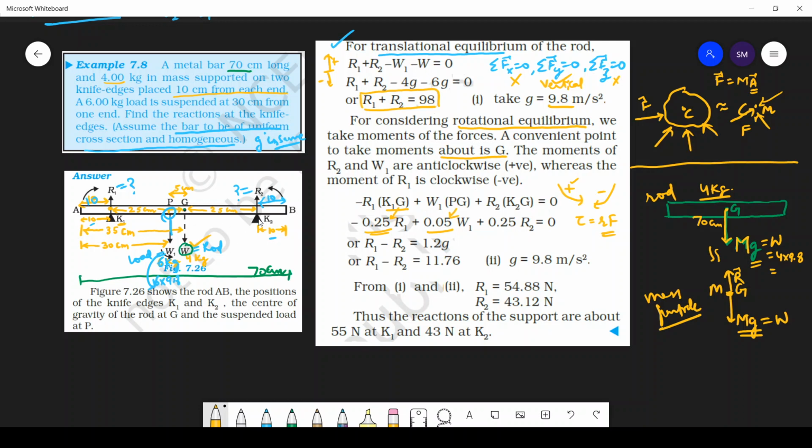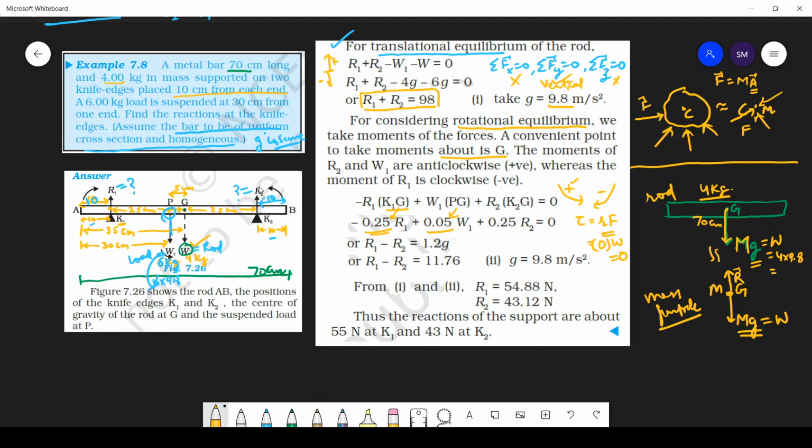Now in case of W, tell me what is R into F. The force is W, which means the weight. But what is R here? R is 0. So the moment of W is 0. Is this clear, students? Yes. Torque at point G, so R is 0. So the moment of W, the moment of the force, is 0.